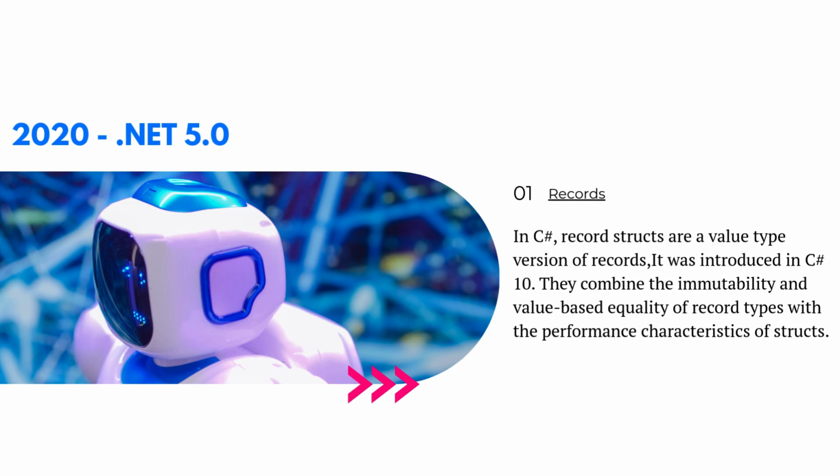In C#, record structs are a value-type version of records. It was introduced in C# 10. They combine the immutability and value-based equality of record types with the performance characteristics of structs.